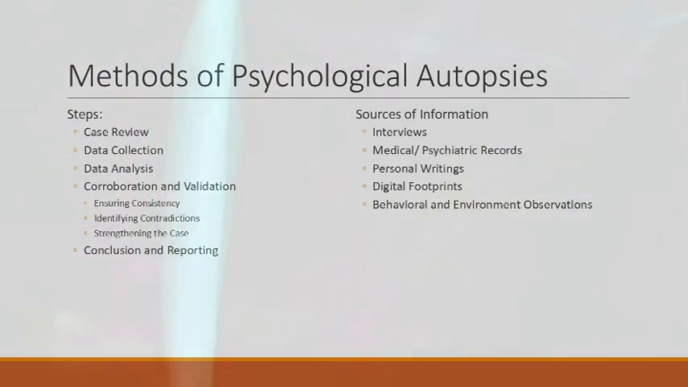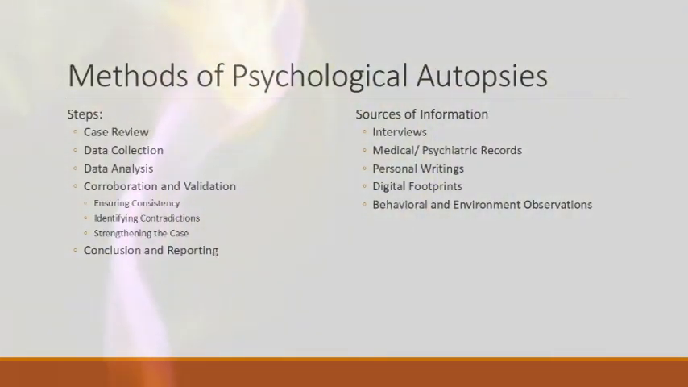So, how do we do a psychological autopsy? Well, it does really require a multidisciplinary approach. It combines forensic psychology, as well as being informed about psychiatry, sociology, and investigative procedures. And the whole goal is to reconstruct the deceased's mental state by systematically gathering and analyzing data from these multiple sources.